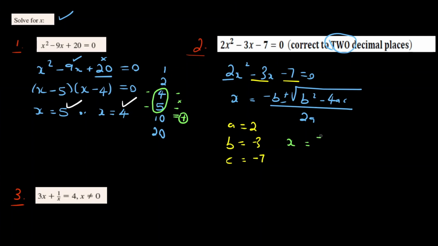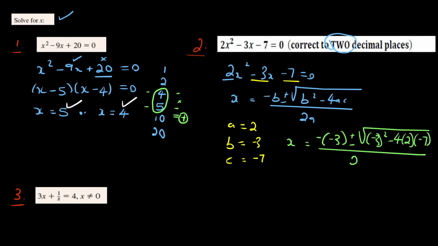In our equation, we have negative b, and then we substitute our b in brackets because it's negative, plus or minus the square root of negative 3 squared minus 4. Our a value is 2, and our c value is negative 7. Everything is divided by 2 times a. Our a is 2. And then we find our solution.